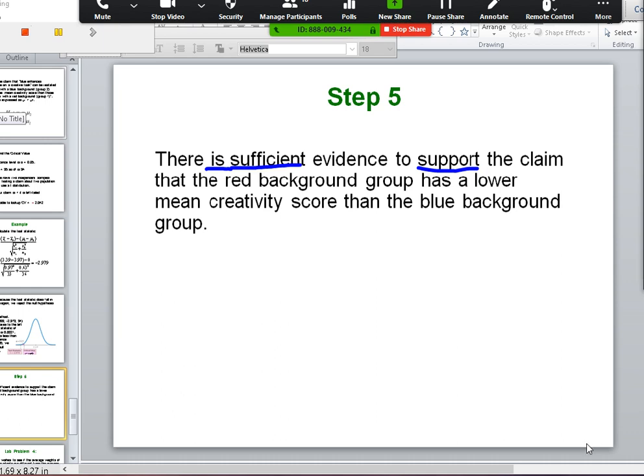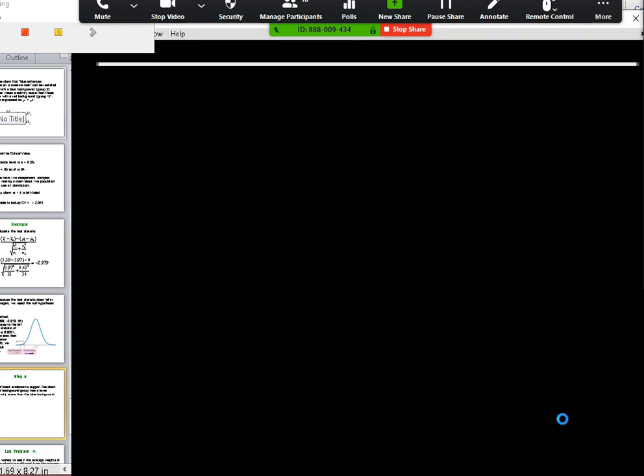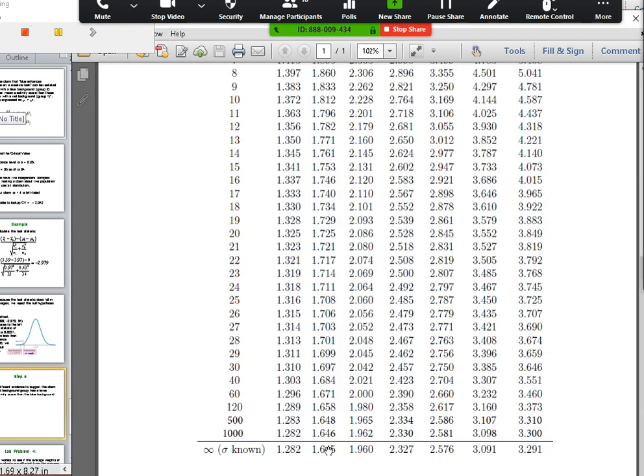Let's take a minute, write that down. Yeah, I think on the notes I'll just fix that because really the critical value should have been from here. It should have been 1.697. Okay.